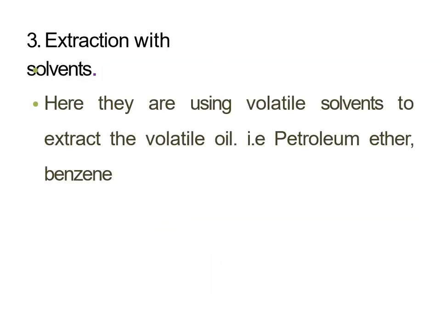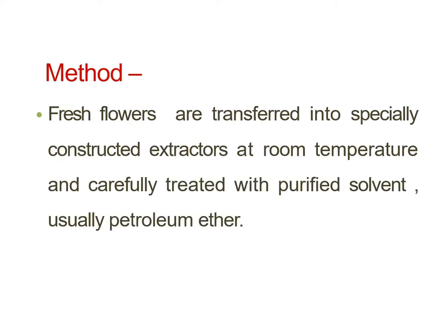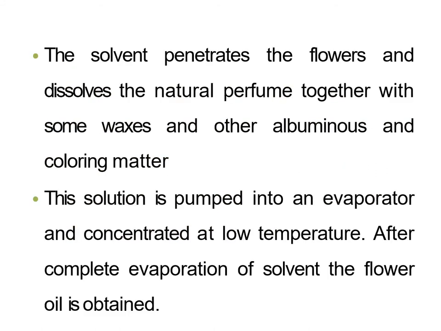Citrus rind extraction. Also, they use a volatile solvent to extract the volatile oil, for example petroleum ether. The solvent penetrates the flowers and dissolves the natural perfume together with some waxes and other albuminous and coloring matters. This solution is pumped into an evaporator and then concentrated at low temperature. After complete evaporation of the solvent, the flower oil is obtained.